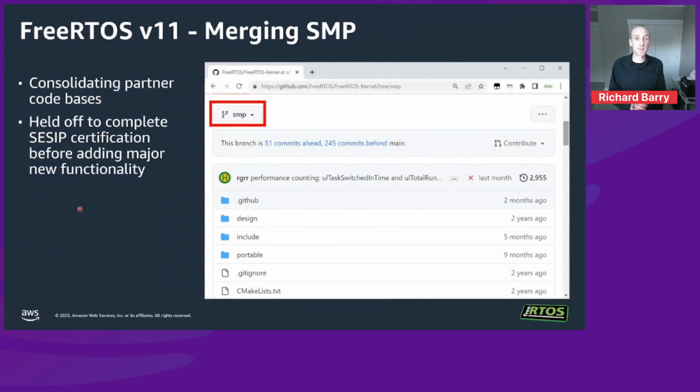So very important to this audience next is the symmetric multiprocessing, or SMP. What we've done here, again, by the way, this is a screenshot from Git, and it's on a branch. So again, this is a major feature enhancement. So this will become FreeRTOS 11. And what we've done is taken symmetric multiprocessing forks of FreeRTOS from various different partners, consolidated them, and then we will merge that into the main line.